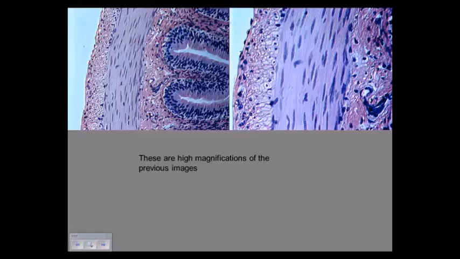Okay, higher power, the same thing. What can I say? Smooth muscle, circular layer, longitudinal layer, visceral serosa, simple columnar epithelia of the mucosa.